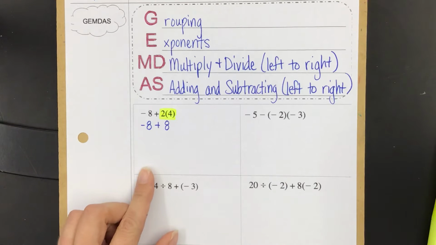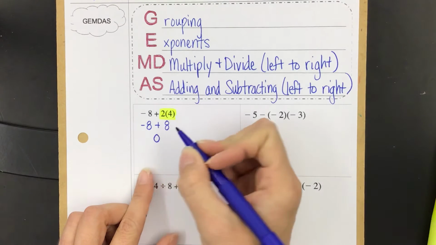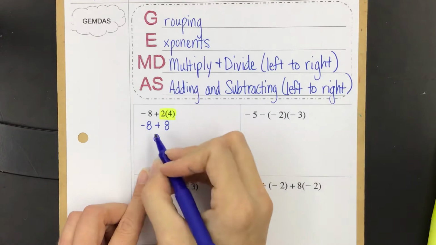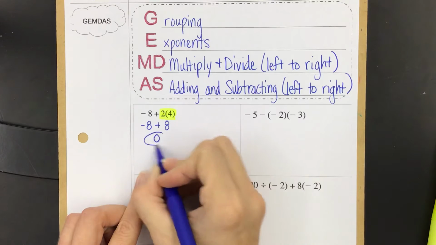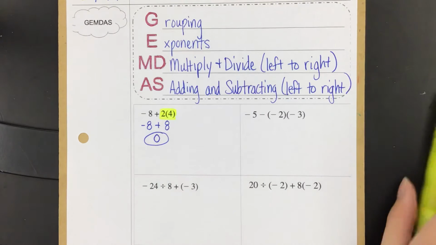Now, in this case, we only have one operation left to do. What is negative 8 plus 8? Just say it out. 0. That's a 0 pair, right? -8 plus a +8. You land at 0. And then we can circle our answer. Okay, let's take a look at the next one.